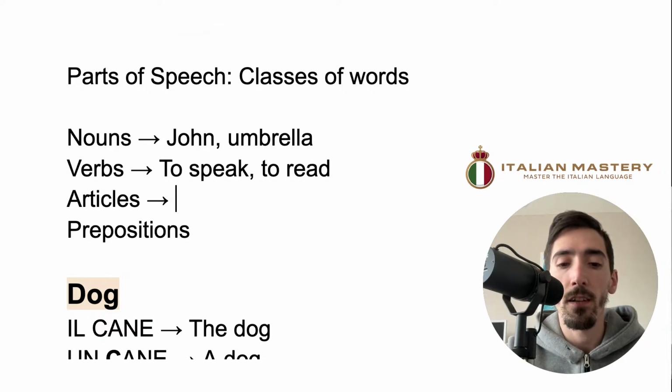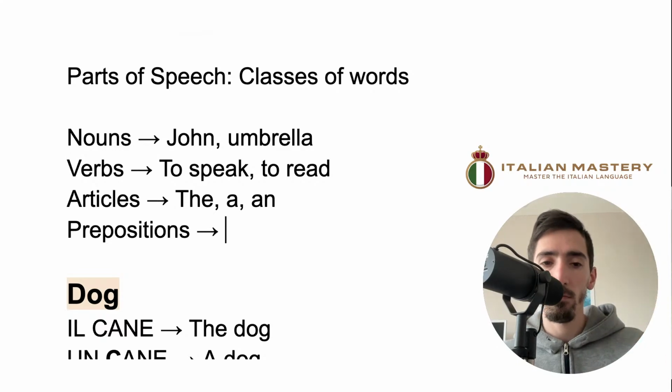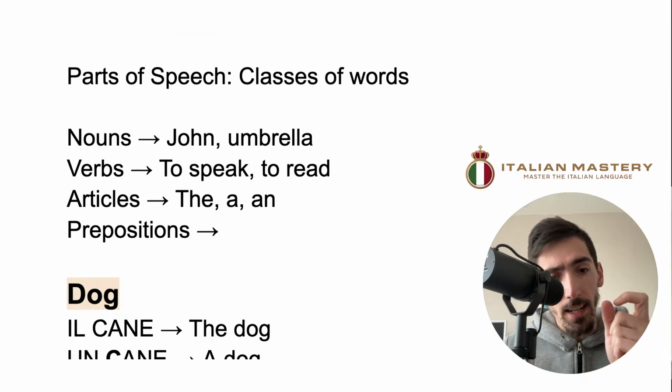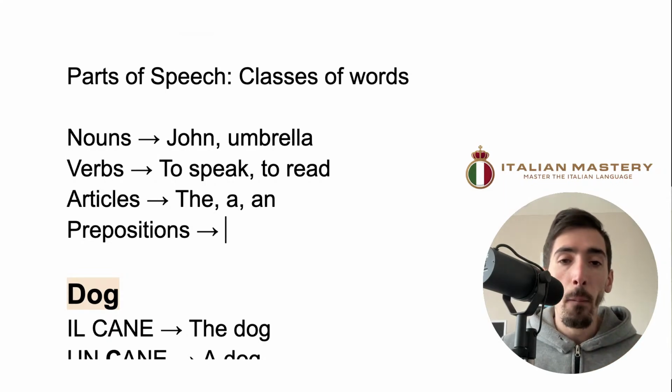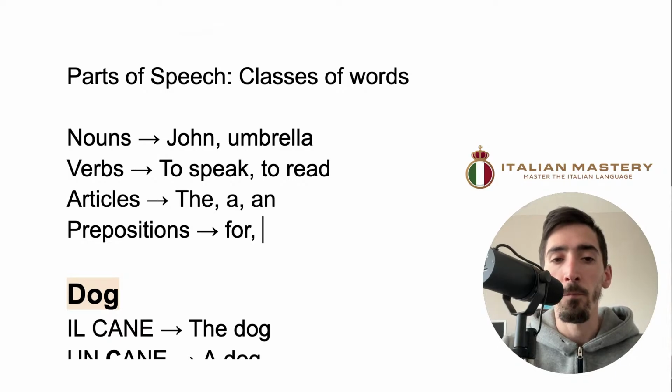So articles like the, a, an, etc. Prepositions are very, very useful and very, very tiny. They're short words that allow us to create constituents that allow us to create complexity in our speech. For example, "for" is already a preposition. "Of" is another preposition. "To" is another preposition.